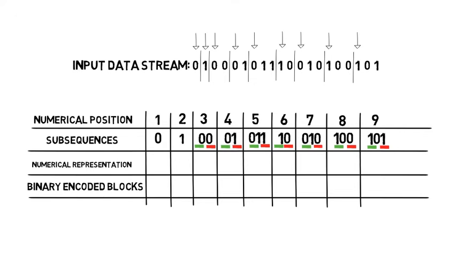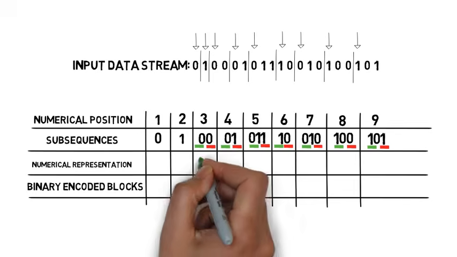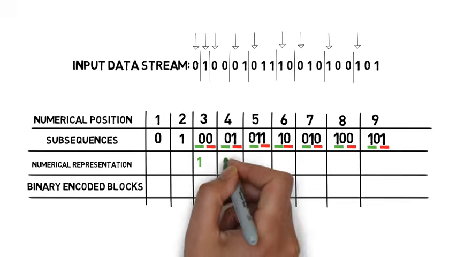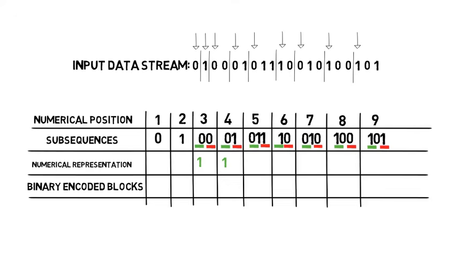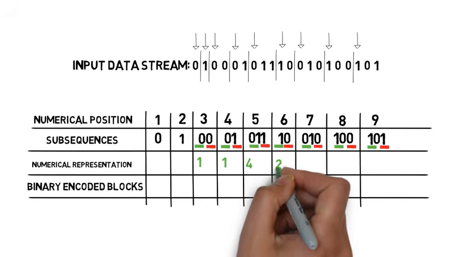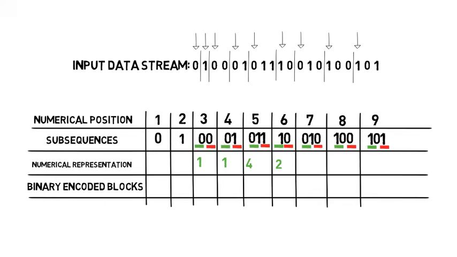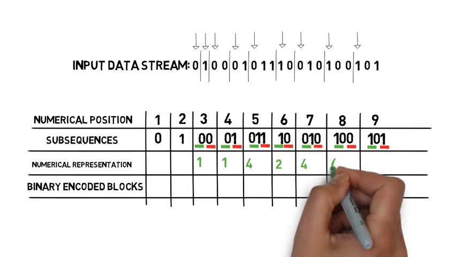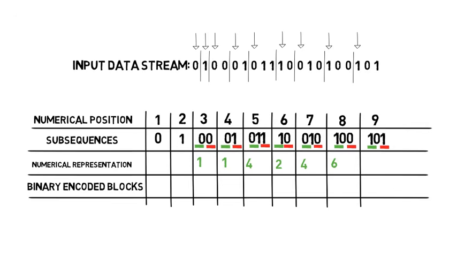For example, in the first one, I have a 0, which has the numerical position of 1, so I add a 1. In the next one, I have also a 0, which is a 1. In the next, I have 0, 1, which has a numerical position of 4. In the next one, I have 1, which has a position of 2. In the next, I have 0, 1, which also has a position of 4. In the next, I have 1, 0, which has a position of 6. And in the last one, I also have 1, 0, which also has a position of 6.